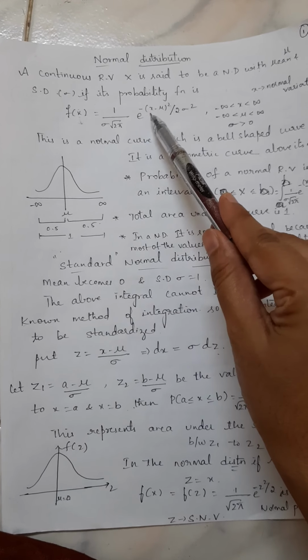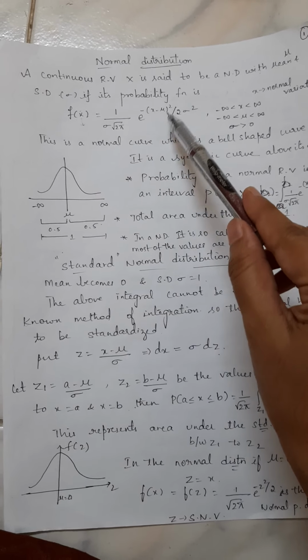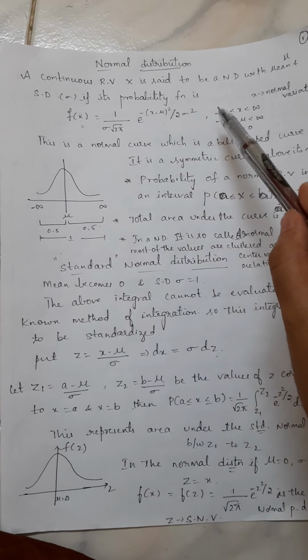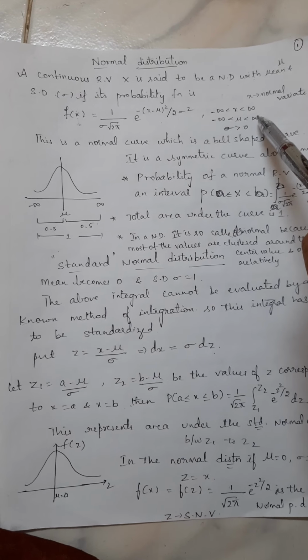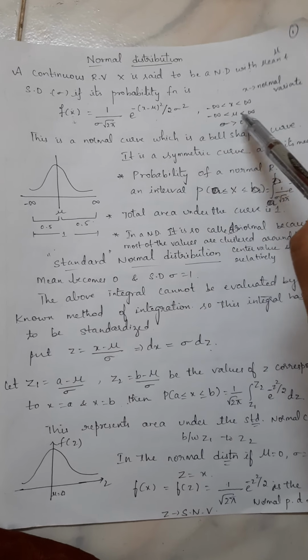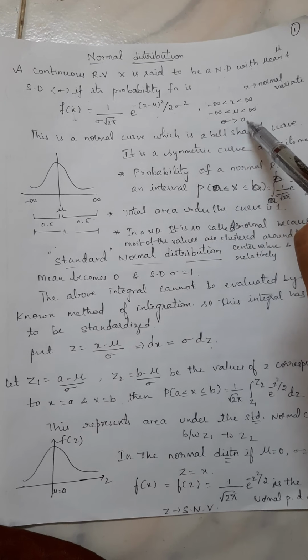power minus of (x minus mu) the whole square divided by 2 times sigma square, where x lies between minus infinity to plus infinity, mu lies between minus infinity to plus infinity, and sigma is greater than 0.